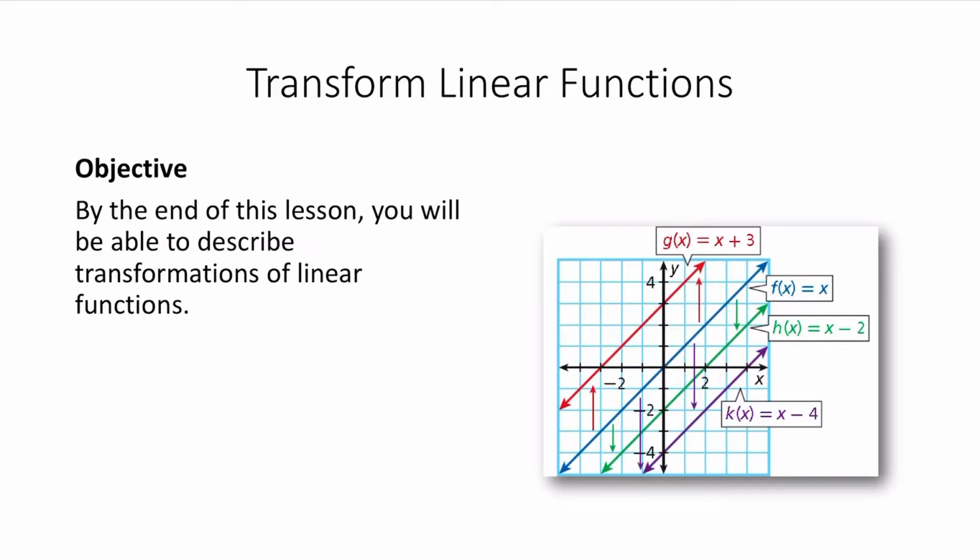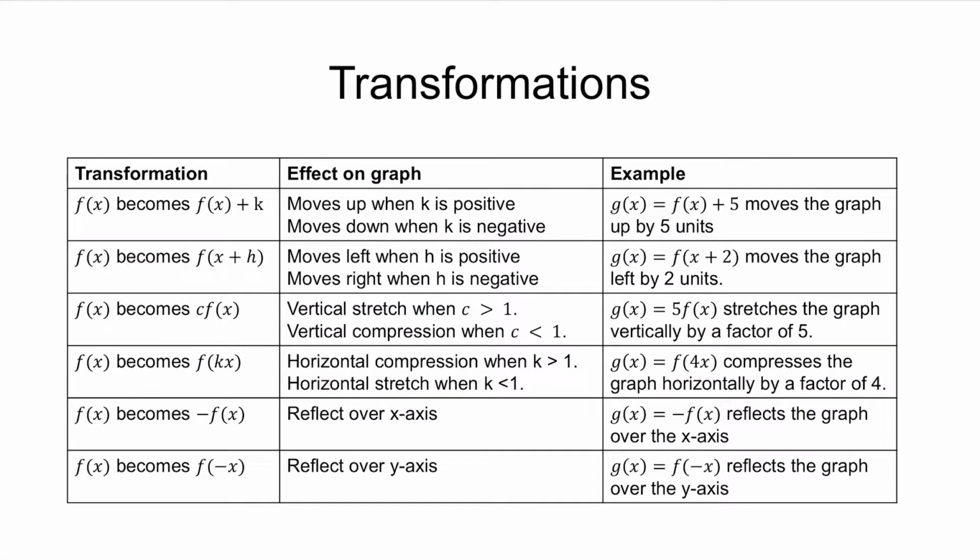In this video, we're going to summarize everything we talked about so far with transformations of linear functions. This chart puts together everything that we talked about with linear transformations. If f(x) becomes f(x) plus k, the graph will move up or down. If f(x) becomes f(x) plus h, the graph will move left or right. If f(x) becomes c times f(x), it'll be a vertical stretch or compression. If f(x) becomes f(kx), we'll have a horizontal compression or a stretch.